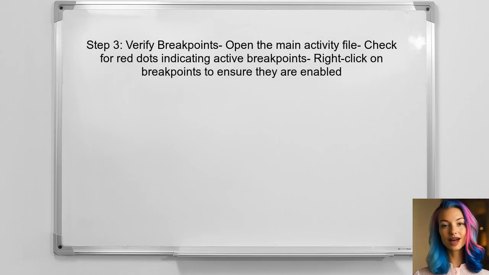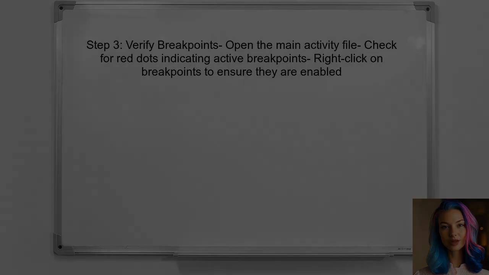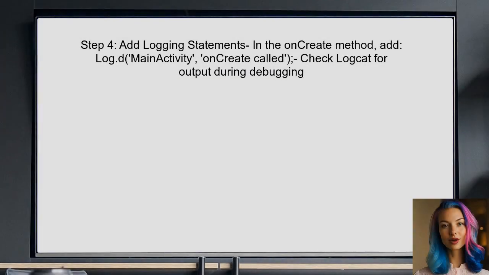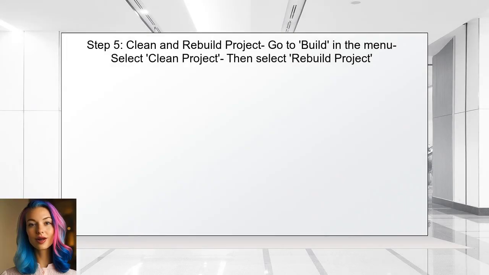After confirming the debugger is attached, the user should check if the breakpoints are set correctly. They should ensure that the breakpoints are active and not disabled. If the breakpoints are still being ignored, the user should consider adding logging statements in the onCreate method. This can help determine if the method is being executed at all. Finally, if the issue persists, the user may want to clean and rebuild the project. This can resolve any lingering issues with the build process.